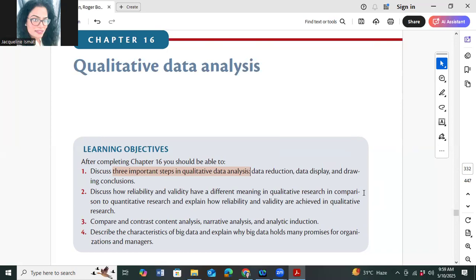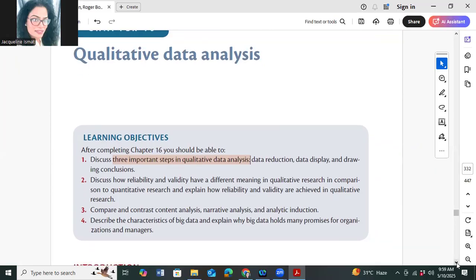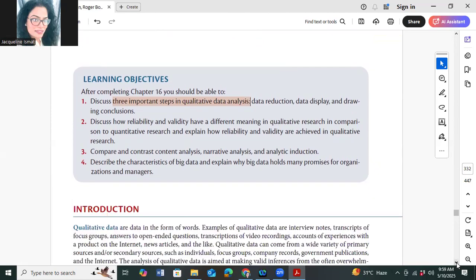These are the three techniques of qualitative data analysis: data reduction, data display, and drawing conclusions. We'll also learn how reliability and validity have different meaning in qualitative research in comparison to quantitative, and how reliability and validity are achieved in qualitative research. Then we'll talk about comparing and contrasting content analysis, narrative analysis, and analytical induction. We'll talk about characteristics of big data and why big data holds many promises for organizations.